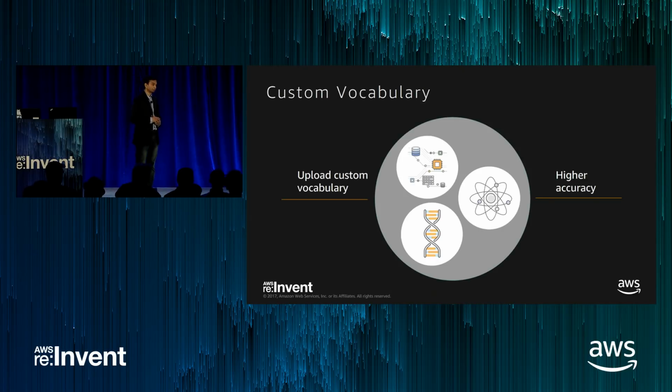Custom vocabulary. So we've trained this engine on a wide variety of data so that it works on a wide variety of use cases. But you will always have some amount of jargon that is specific to your company or keywords that you're looking for that you want really high accuracy on. Custom vocabulary lets you do that by allowing you to upload a list of words that you care about, and the engine will really pay attention to these words and give you much higher accuracy on those words.